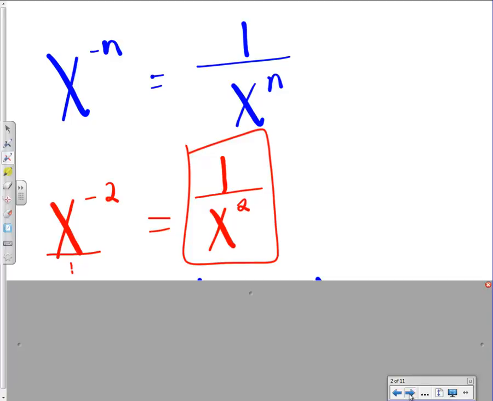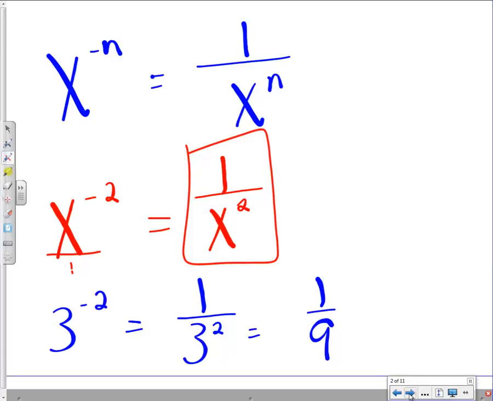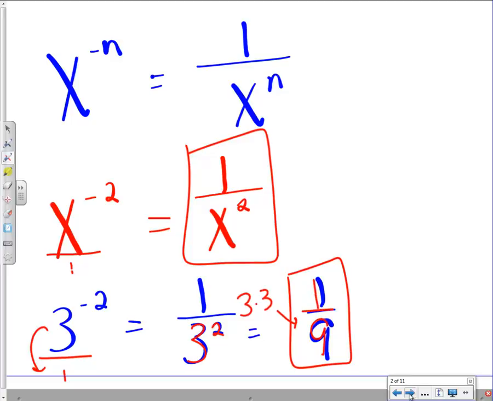Now let's say that we have another problem that I'm going to show you in just a second, that the x is actually a number. And here you go. So I have 3 to the negative 2 power. The negative tells me I need to flip this from the numerator to the denominator, right? Because it was up there, now it's going to the bottom, and so that's where this guy came from. And I know what 3 squared is. 3 squared is the same thing as 3 times 3, which is 9. So 1/9 is actually my final answer, okay?